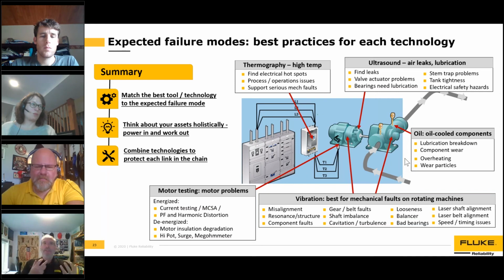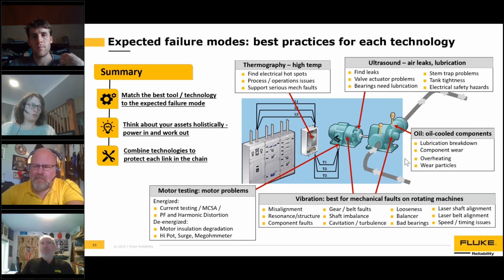Do an expected failure mode analysis of your plant. Find out what things are causing you the biggest problems. What's keeping your team up at night? That's what you want to go after, and that's going to help you determine what tool and what technology. The real answer is you're probably going to need all of them, but let's see where you're going to start at.